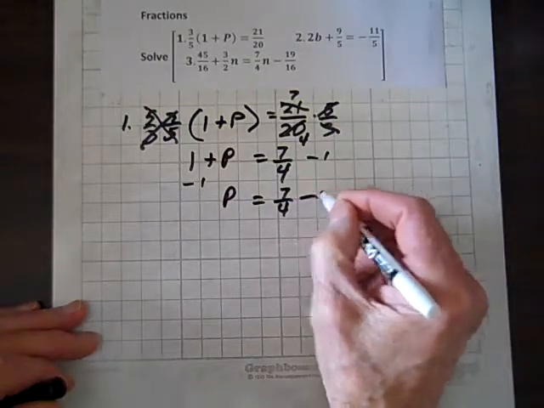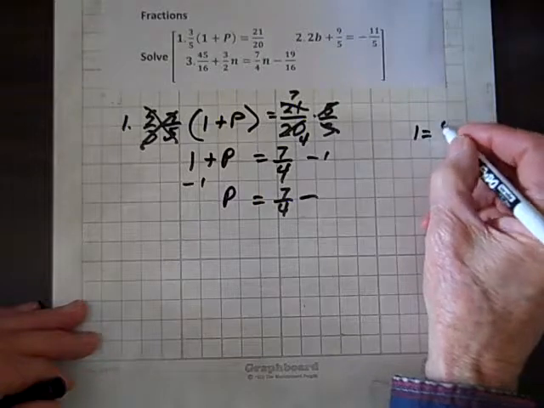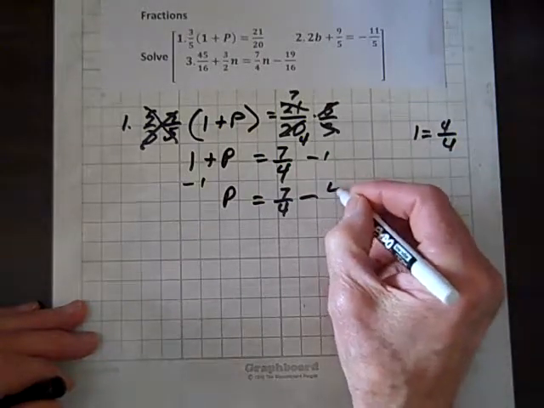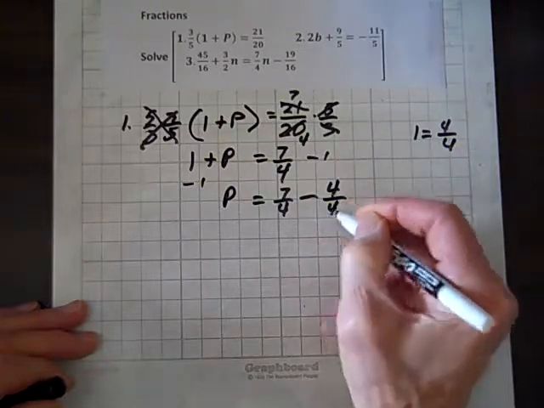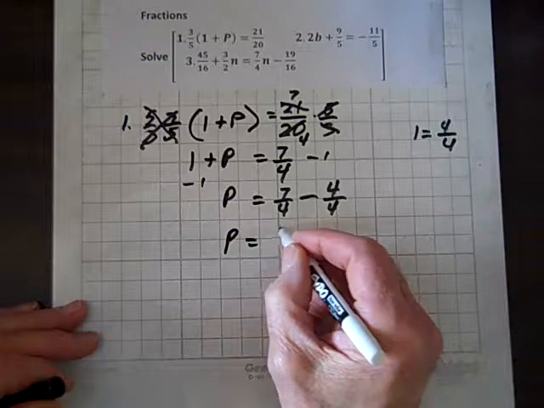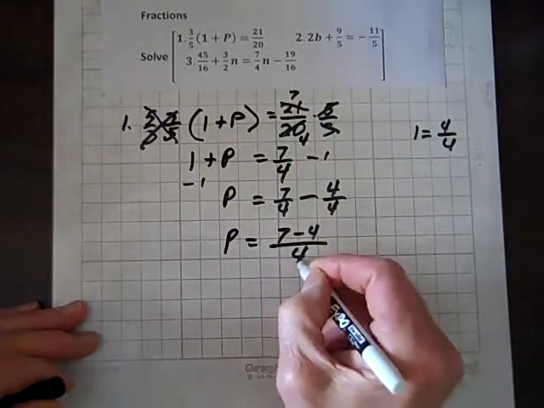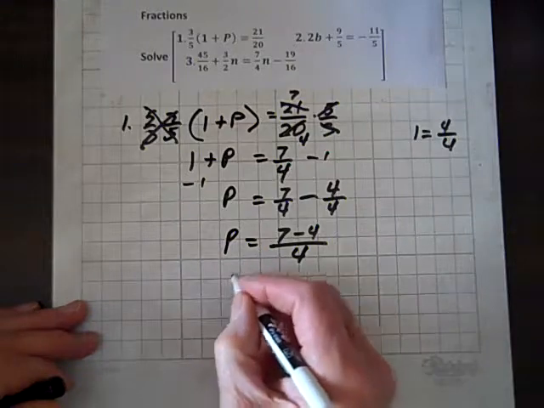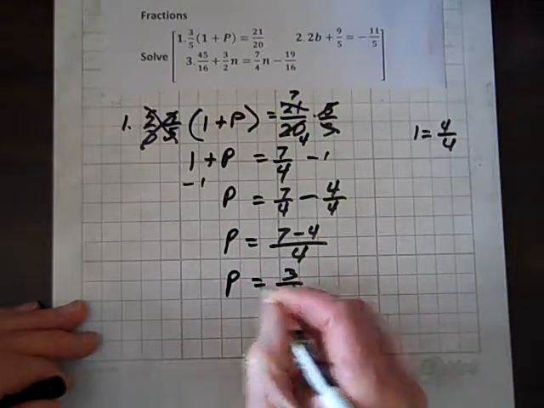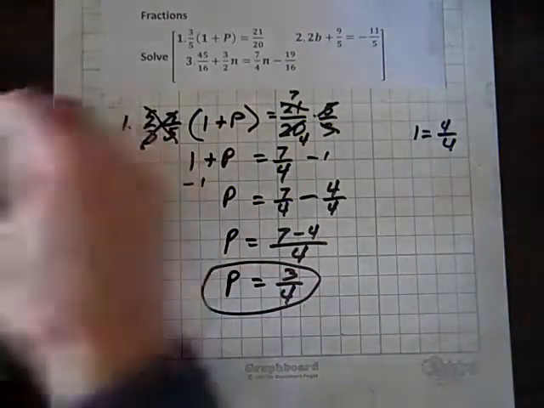7/4 minus, and another way to write 1, well, 1 equals 4 over 4, doesn't it? So by writing 1 in that manner, we have a common denominator. So p equals 7 minus 4 all over 4. We can write that with one denominator. So p equals 3/4. And we're done with one of them.